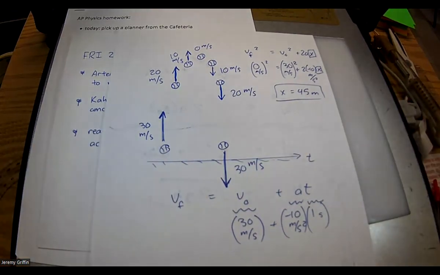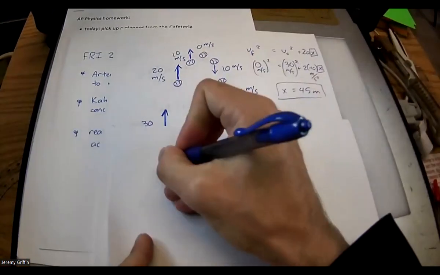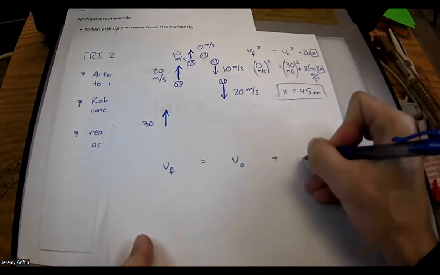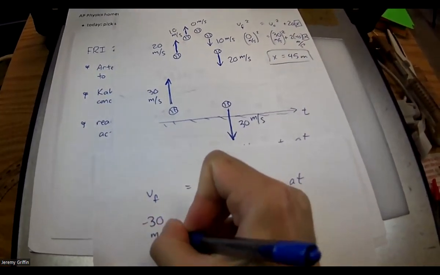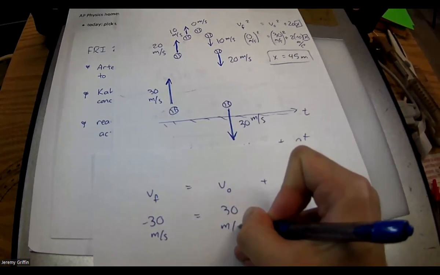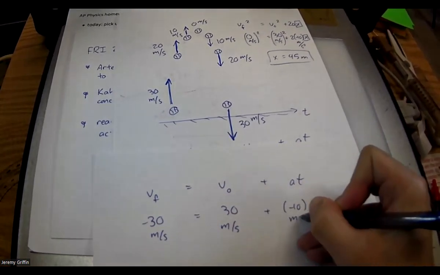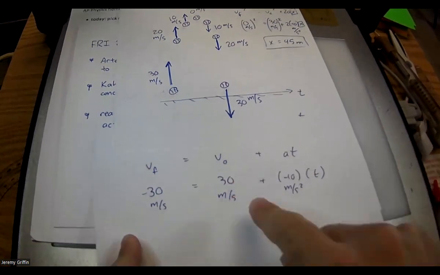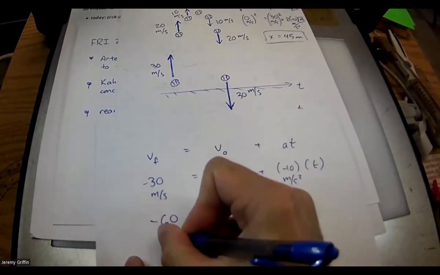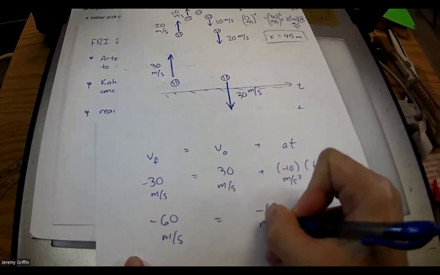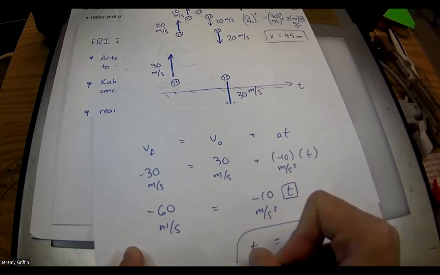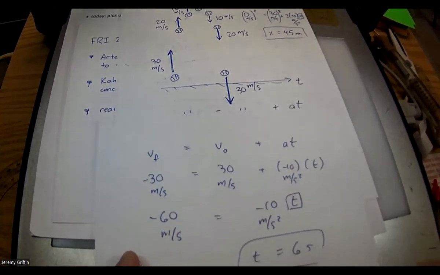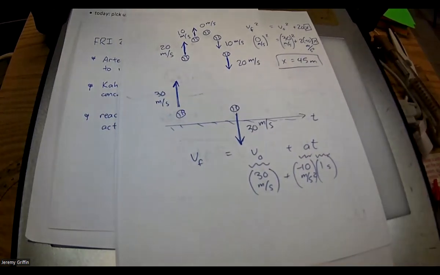Right? Do you think you also could have done V final equals V initial plus at? Let's try it out. I got negative 30 meters per second equals positive 30 meters per second plus negative 10 meters per second squared times some amount t. Subtract 30 over, negative 60 meters per second equals negative 10 meters per second squared times t. You guys see t is going to be positive 6 seconds. Okay, there it is with the equations. So there you go, a couple perspectives. All right, you're getting this.